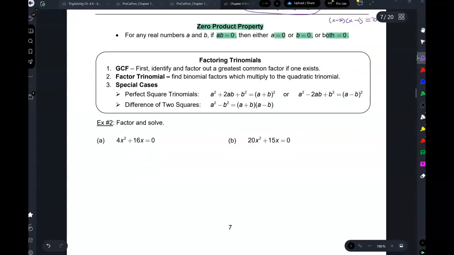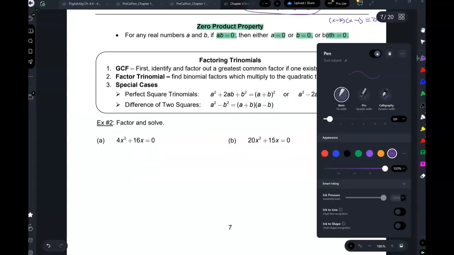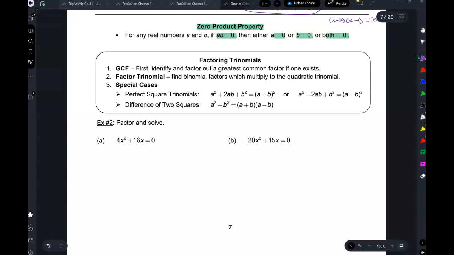Okay, let's talk about factoring, everybody's favorite. So to factor trinomials, the first thing you have to look at is, can you factor out a GCF, right?